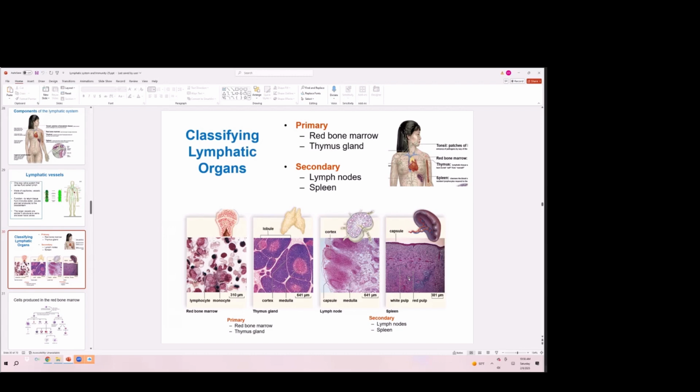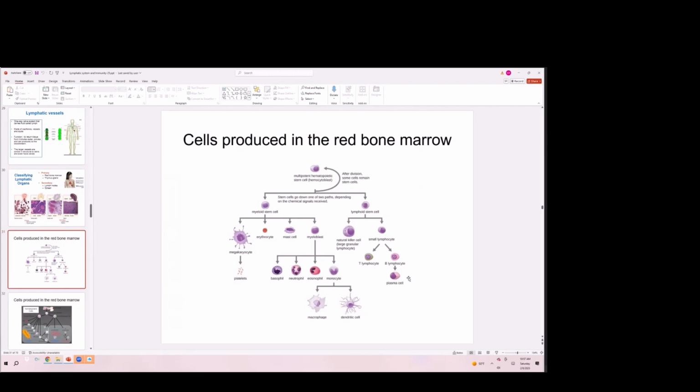I put a slide here, which you might not have on your current deck, to be able to talk again a little bit more about the cells that are produced in the red bone marrow. We said in our red bone marrow, we have multipotent cells. Multipotent means that these cells are stem cells that are capable of dividing to form different cell types.